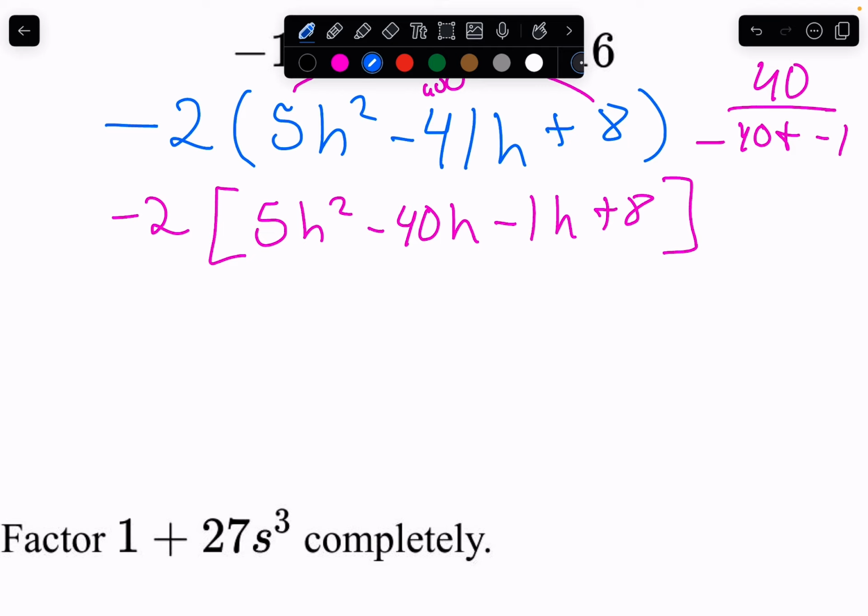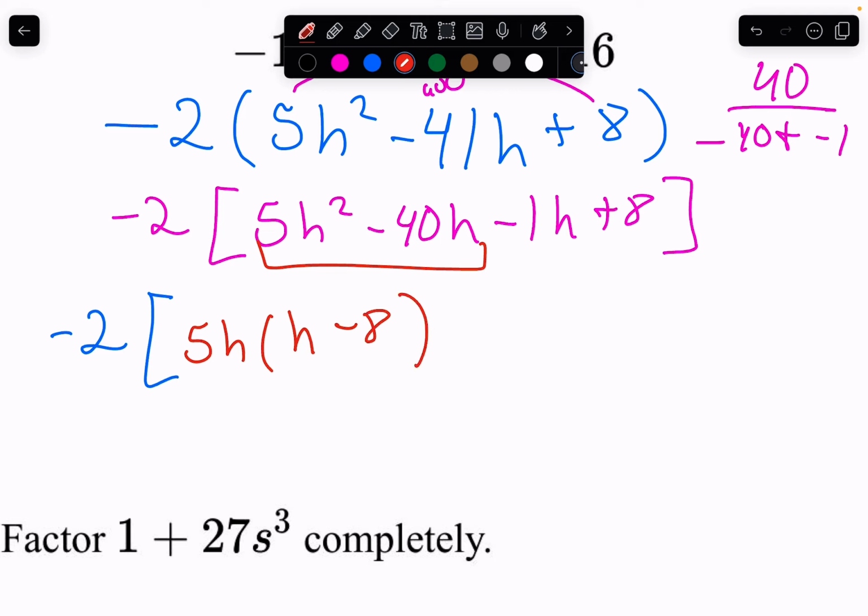And again, don't forget about this 2 just hanging out outside. Look at these guys. Here I can do the factoring by grouping, and here I can take out a 5h. So when I do that, I am left with an h minus 8.